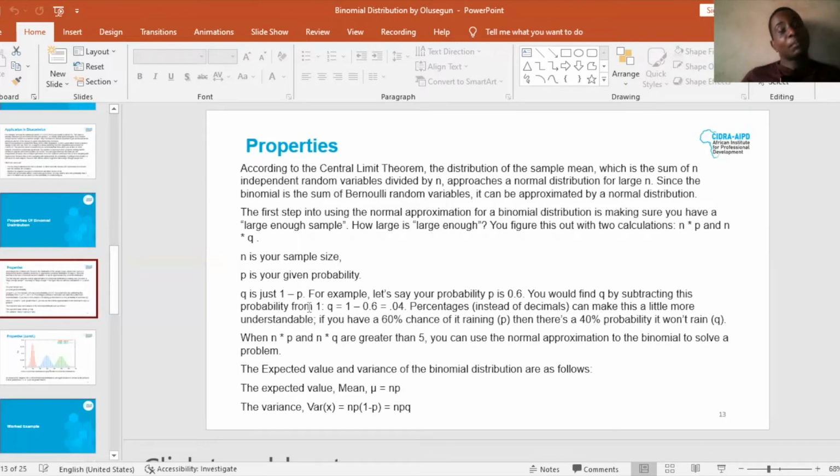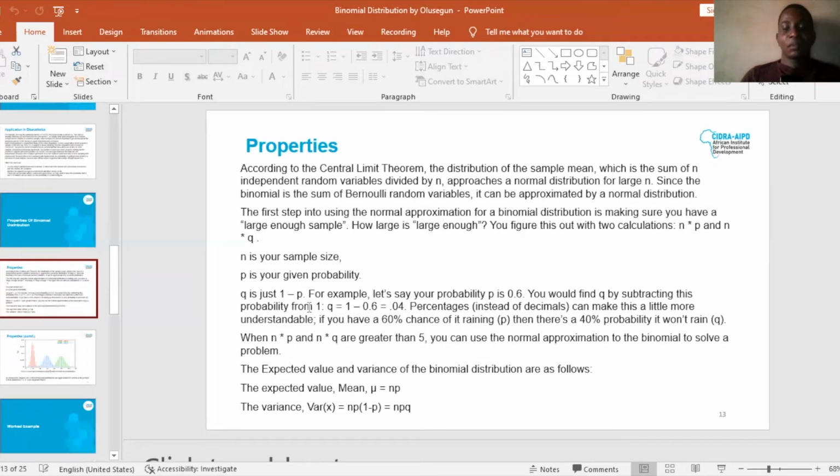Basically, we are saying that we can approximate a binomial distribution into a normal distribution if the sample is large enough. How large is large enough? We figure this out with two calculations, n times p and n times q. N is your sample size, p is your given probability of success, while q is the probability of failure. For example, let's say your probability p is 0.6. You can find q by subtracting this probability from 1. So probability q, which is the probability of failure, equals 1 minus 0.6, which is equal to 0.4.